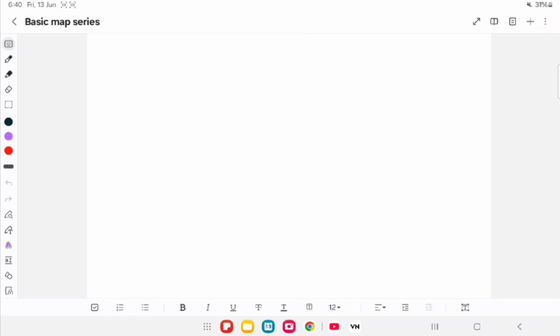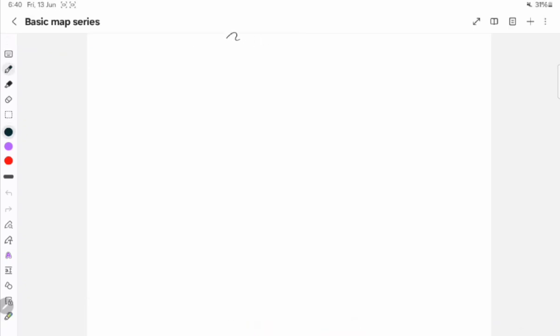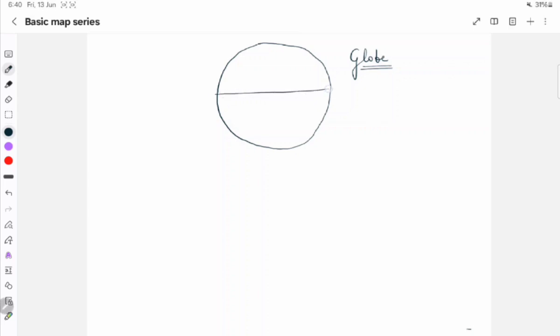Before that, we have this is globe. To ease the study of geography, what geographers did, they made longitudinals. These are latitudinals and longitudinal lines.